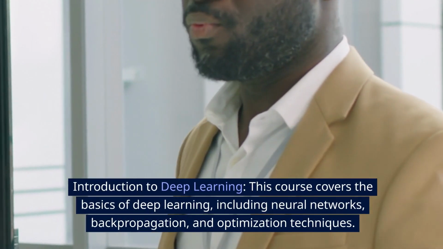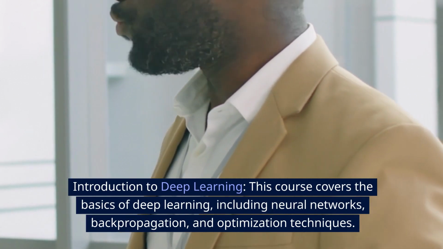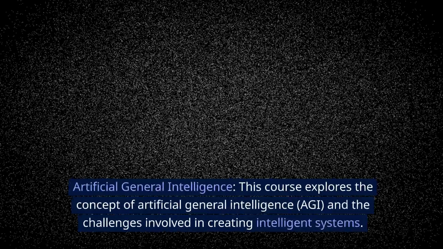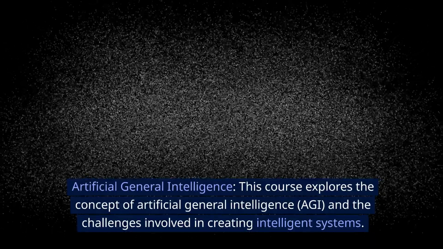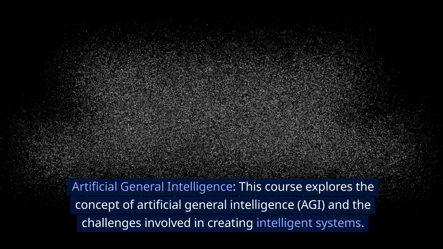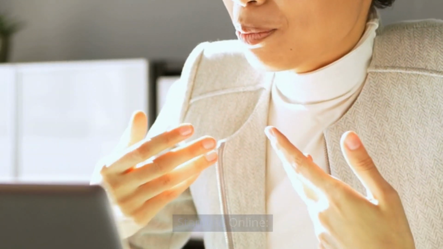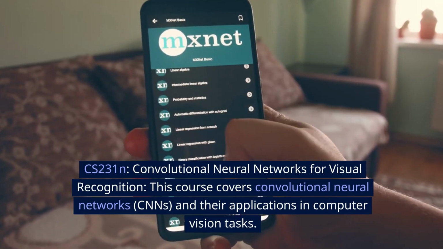Introduction to Deep Learning. This course covers the basics of deep learning, including neural networks, backpropagation, and optimization techniques. Artificial General Intelligence. This course explores the concept of artificial general intelligence, AGI, and the challenges involved in creating intelligent systems. Stanford Online, CS231n, Convolutional Neural Networks for Visual Recognition.